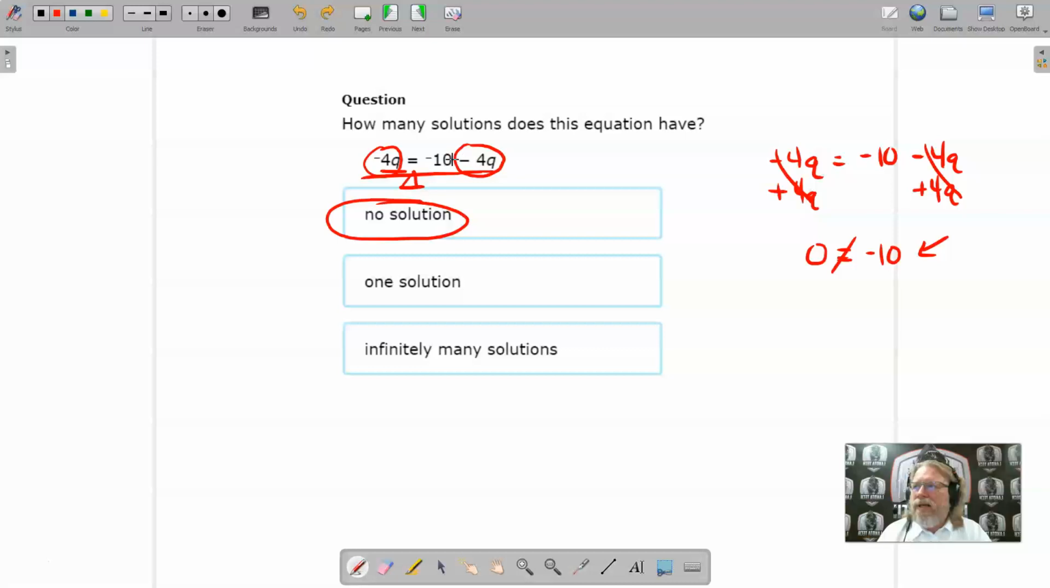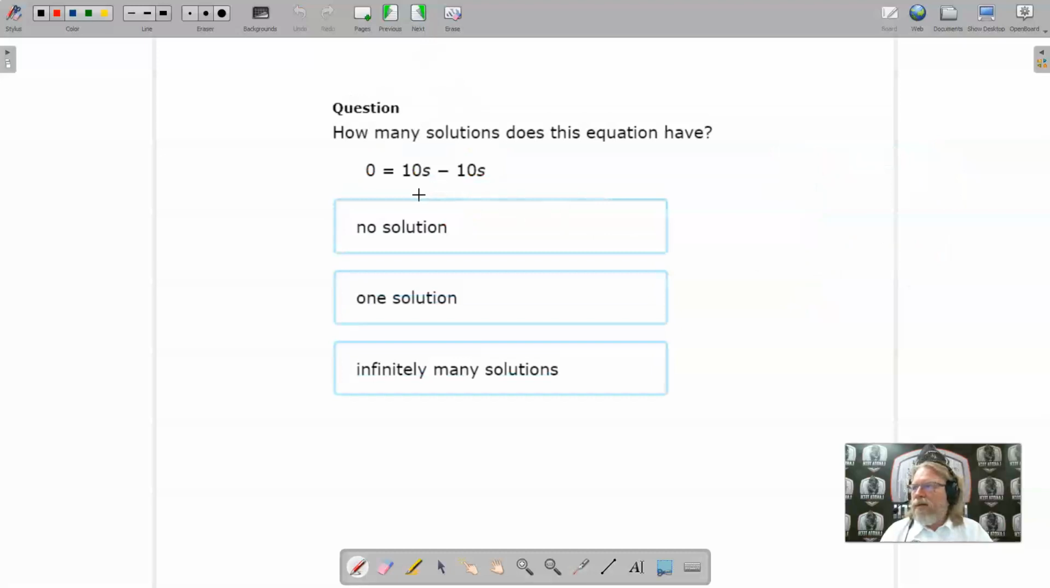So you can see that this makes it to where you could never balance it, because the two negative 4q's have the same value, but the negative 10 is on one side but not on the other. So no matter what you do, you could never balance it. And the best way to spot one of these situations, at least that I've always found for me personally, is to work it out to where I can see if I come up with a false statement of two numbers that don't equal one another. If that's the case, then there is no solution.